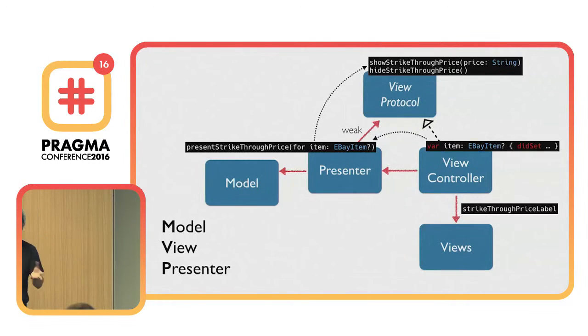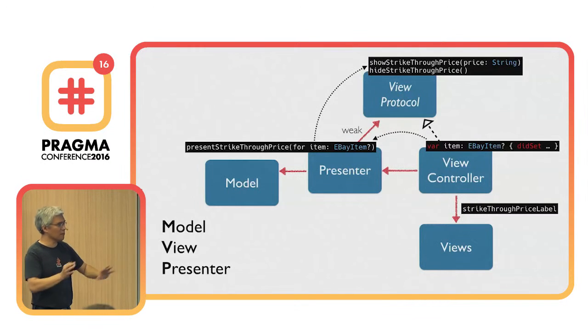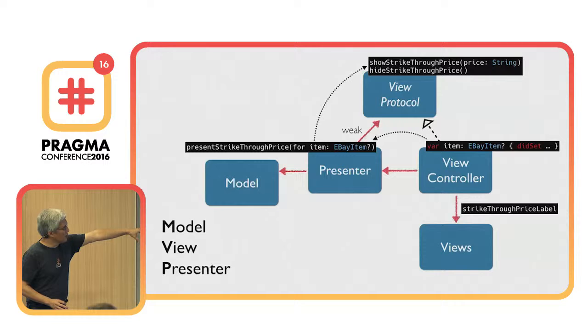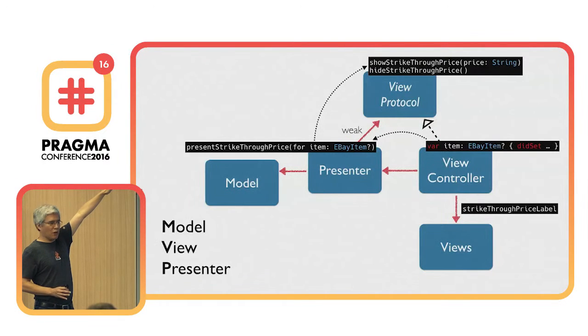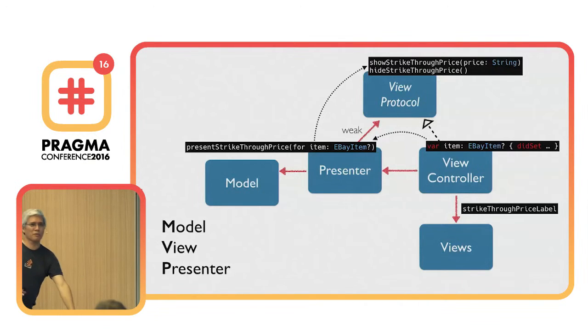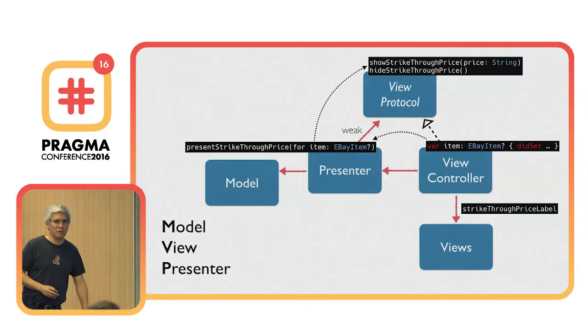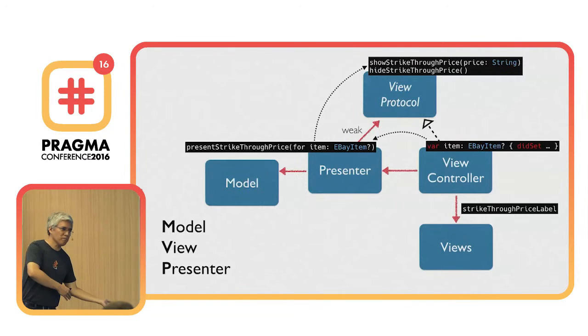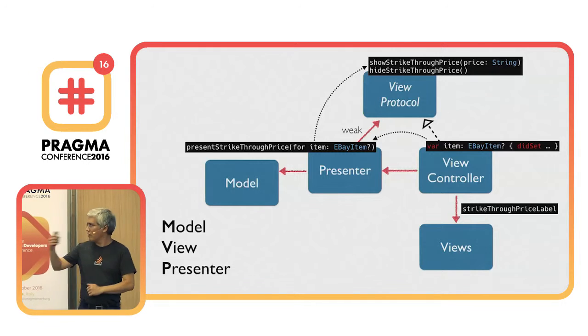This is a big difference between MVP and MVVM, is that with MVP, I don't have to change the interface of the view controller. That can stay the same. All I've done basically is some hidden stuff. So that talks to the presenter and asks the presenter, please present the strike-through price, which talks to the protocol and says either show or hide the strike-through price, which then comes down through the chain to actually talk to the strike-through price label. So this is a trampoline pattern, you know, boing, boing.